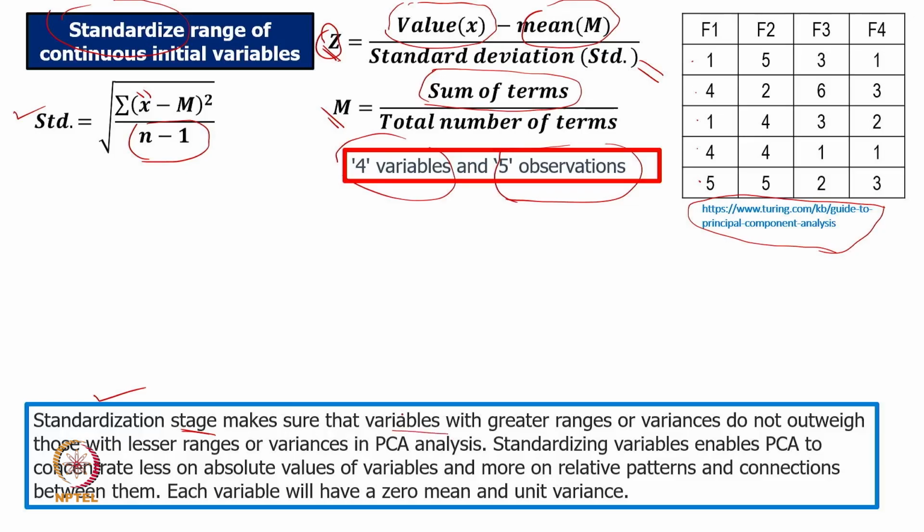We make sure the variables with a greater range of variance do not outweigh those with a lesser range. What is the meaning of that? If you look at F3, F3 has higher values, 3, 6, 3, 1, 2, compared to F4. F4 has 1, 3, 2, 1 and 1, 3, so it is almost half. It should not happen that F3 outweighs F4 just because of the values. Just to avoid that, standardization is required, and as I already mentioned, we can deal with a 1 nanometer scale, 1 micron scale or 1 meter scale also.